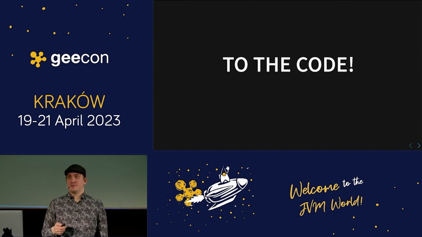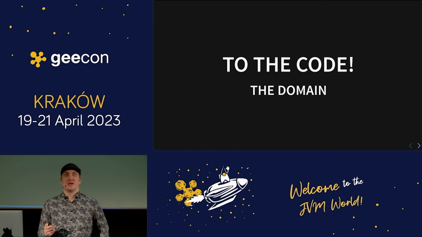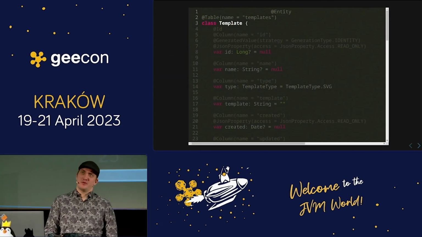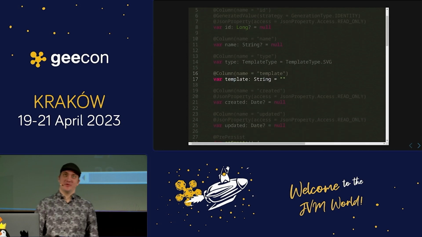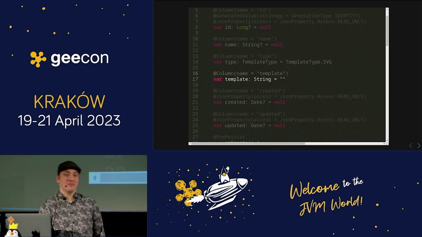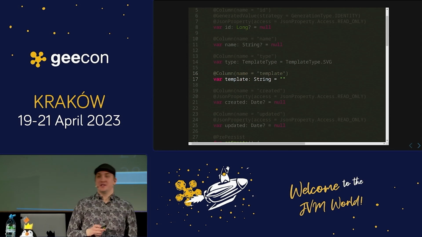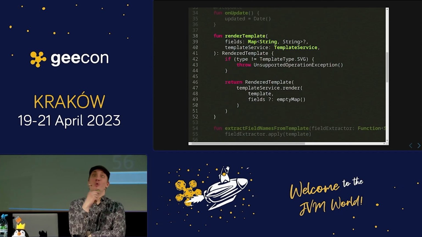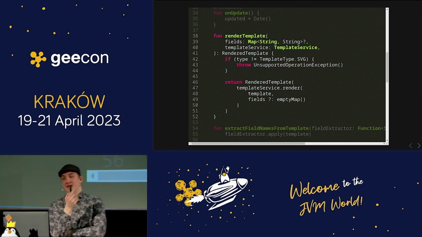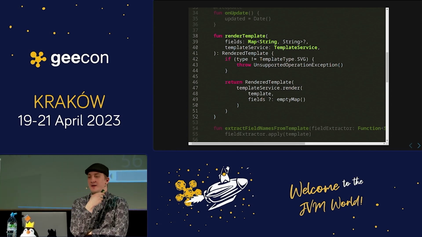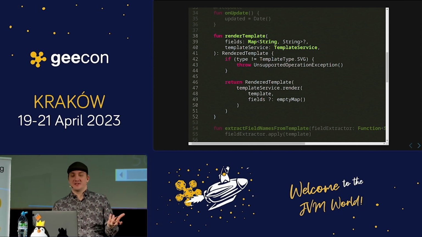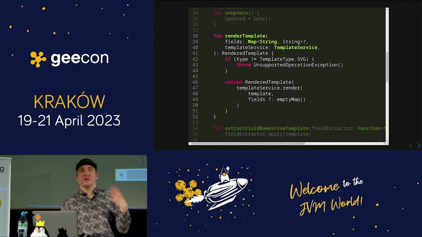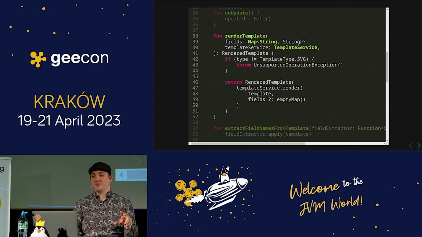So let's see the code. Maybe let's start from the domain, because why not? How can we call a class that's being stored and is a template? Maybe let's call it a template. And of course, there will be a field containing the template, called template. And then we get to behaviors. First, we can render the template into some proper SVG. And this renderer is in fact delegating all the work to external services, like this template service, and it's taking only the fields that we are putting into our template.